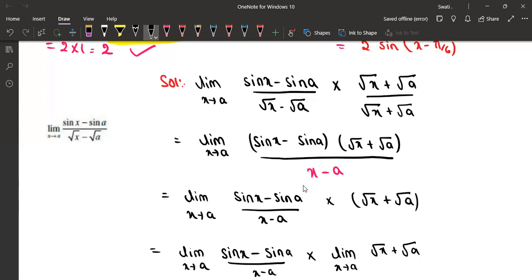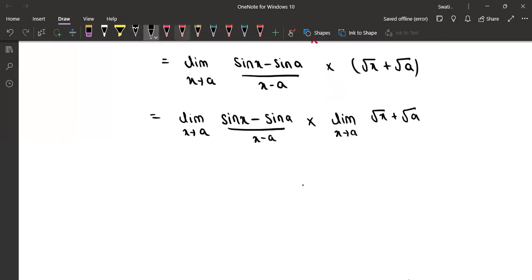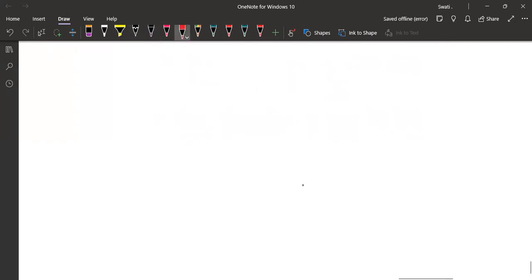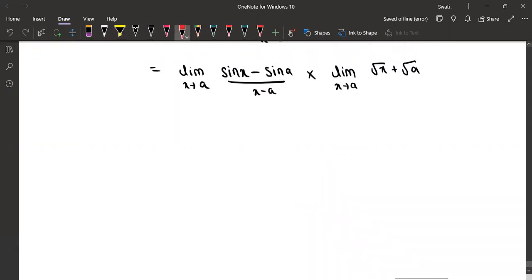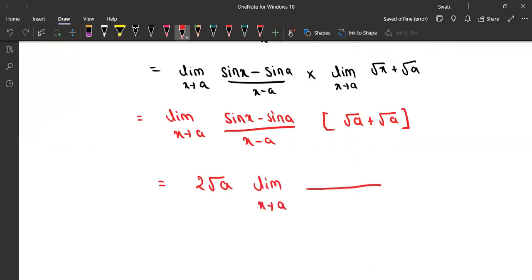In the second part, root x plus root a, we can clearly see that if we directly put the value of limit, there is no harm. So let us write that. First, limit x tends to a of sine x minus sine a upon x minus a. And after putting the value of limit, it becomes root a plus root a, which is 2 root a. So I write 2 root a over here, and then limit x tends to a, where I'm going to use a formula, with x minus a as it is.